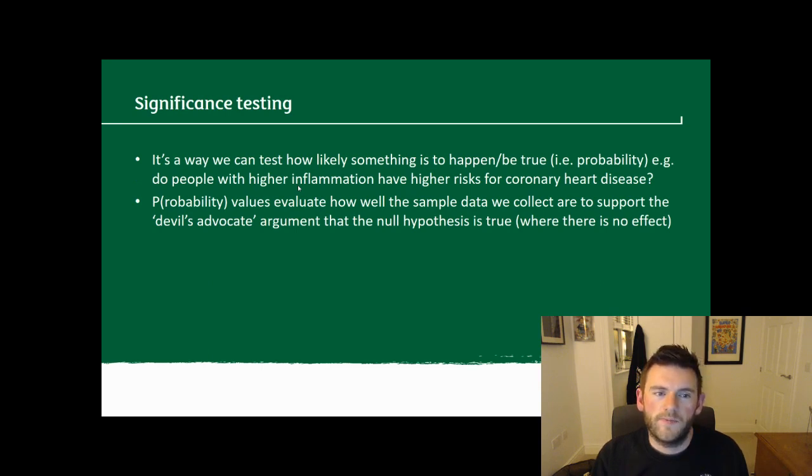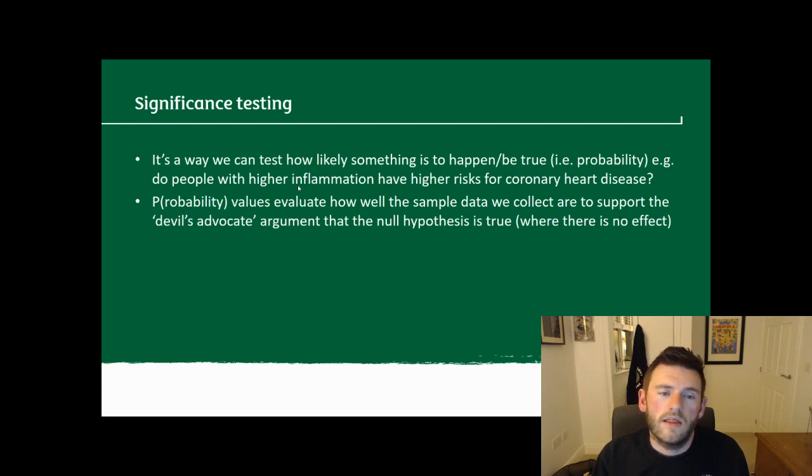Significance testing is a way that we can test how likely something is to happen or be true. So again, that's thinking along the same lines as probability as an abstract concept. For example, do people with higher inflammation have higher risks for coronary heart disease? That might be a question that we could ask. So we're interested in the probability of coronary heart disease given higher inflammation levels. Probability values, typically given the shorthand of p-values, evaluate how well our sample data that we've collected can support the devil's advocate argument that the null hypothesis is true, where there's no effect in our population, in our study sample, sorry.